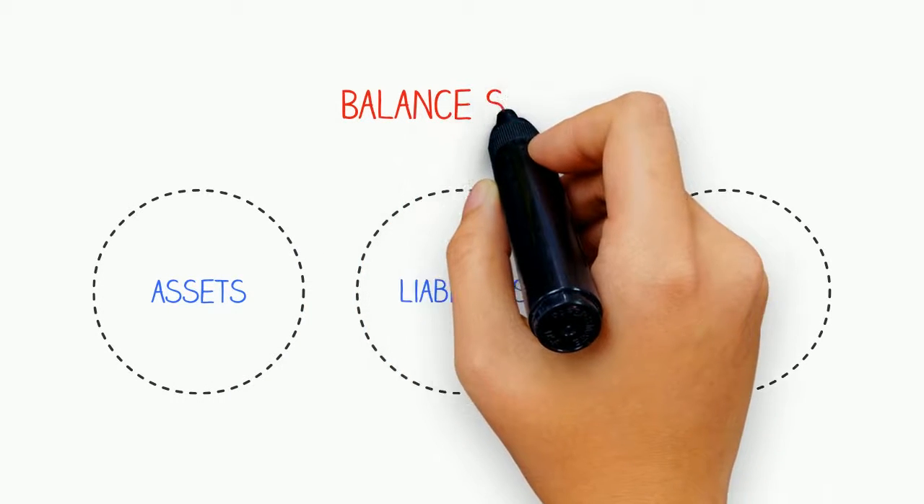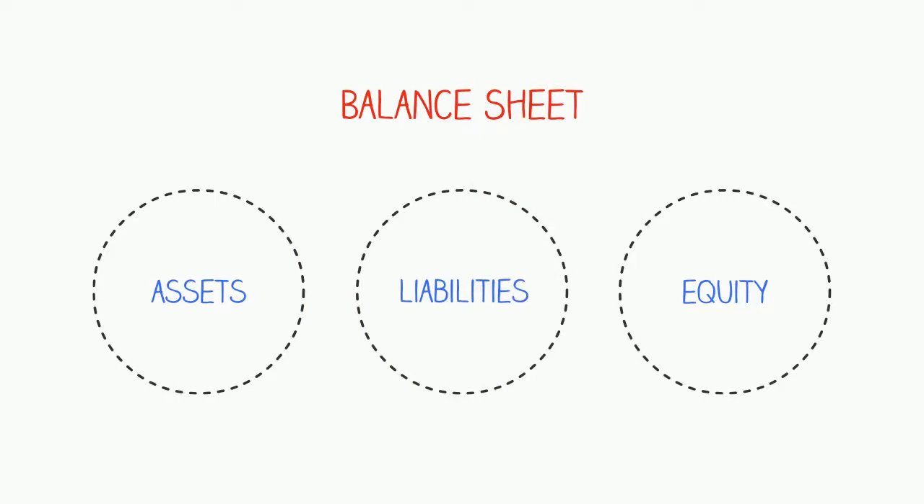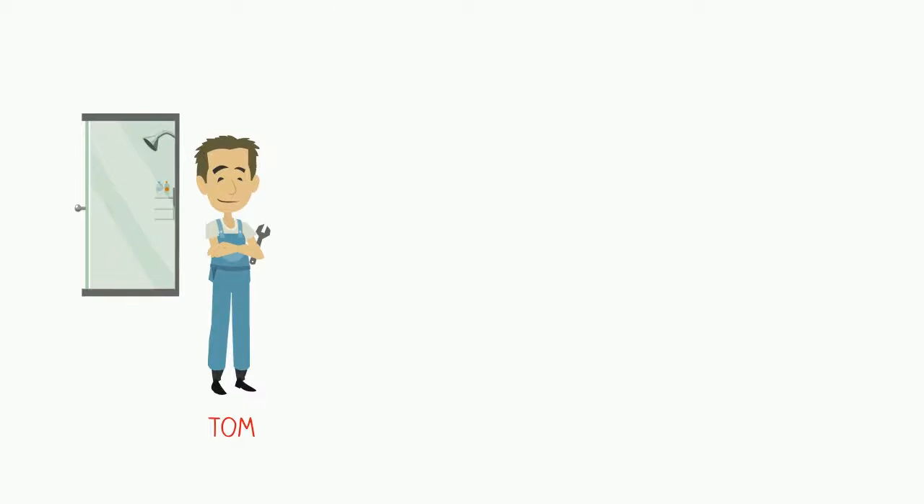The second financial statement we're looking at in this module is the balance sheet. It captures information relating to business assets, liabilities, and equity. To illustrate how a balance sheet is laid out, we'll look at the example of Tom's plumbing business.